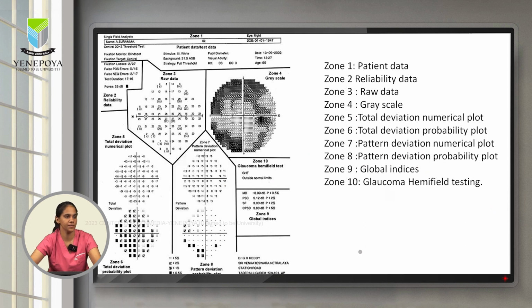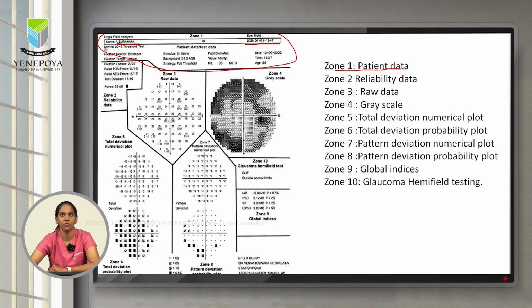So this is how your perimetry is going to look. They are dividing the perimetry into 10 different zones. Each of those zones has its own significance, why we should know about them, and we'll get into it. The first zone is the patient data. That is what you see here. This area right here is your patient zone. What does the patient data have? It has the name of the patient, the date of birth. Again, remember the exact date of birth is always better.